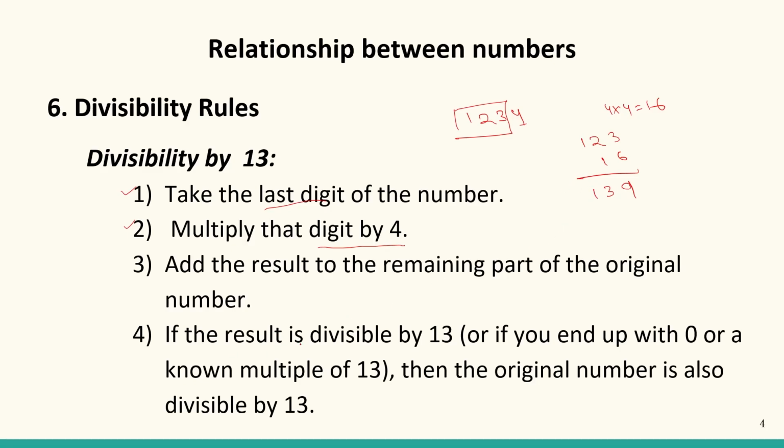If the result is divisible by 13, that is, if we end up with 0 or a known multiple of 13, then the original number is divisible by 13. Since 139 is not divisible by 13, this implies that 1234 is not divisible by 13.